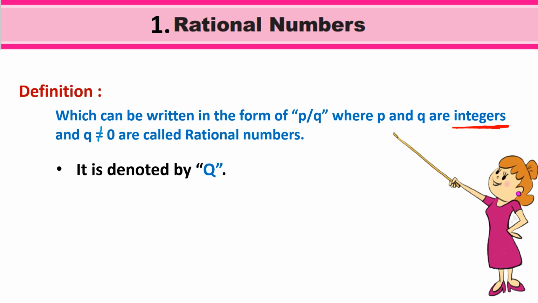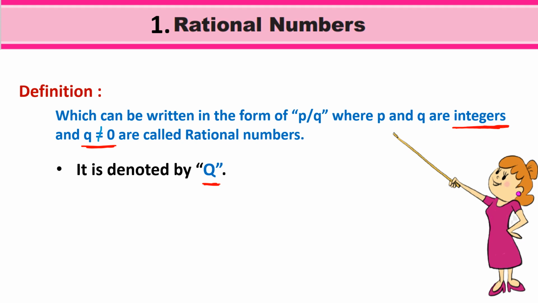Which can be written in the form of p by q, where p and q are integers and q is not equal to 0, are called rational numbers. Why do we take q not equal to 0? Because in the denominator, when we take 0, division by 0 is not defined, right? So that's why q is not equal to 0. They are called rational numbers. It is denoted by capital Q.